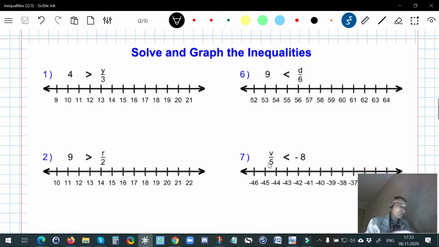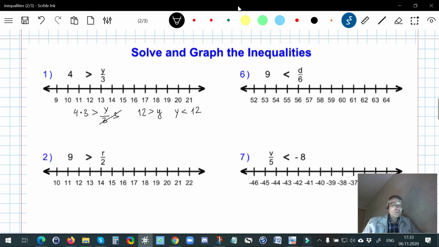So 4 multiplied by 3 is greater than y over 3 multiplied by 3. And this 3 is cancelling here, of course. That's my answer: 12 is greater than y. I want to rewrite it to get set builder notation immediately: y is less than 12. That's already set builder notation. Again, we are writing in three possible forms, which we have to know.